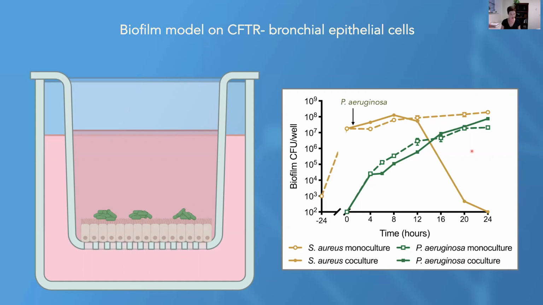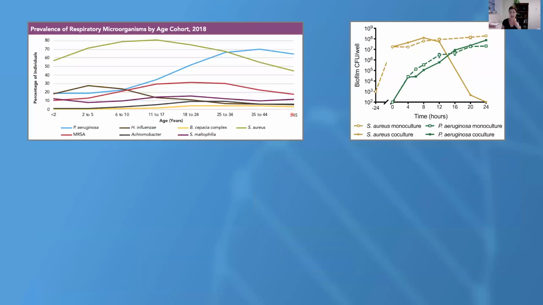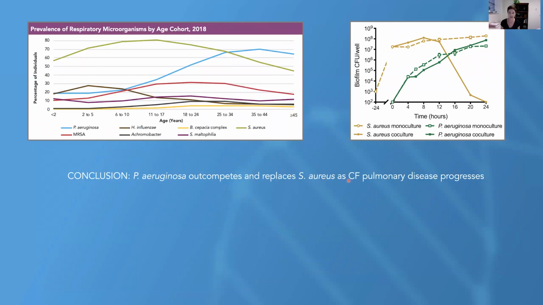And so this is very similar to what we see in CF patients. And so one might conclude that Pseudomonas can outcompete and replace Staph as CF pulmonary disease progresses. However, we think maybe not, and that's because there are some things that these data don't show when we look at the prevalence in all CF patients as opposed to in an individual. So these data do not show the longitudinal patterns of infection within an individual patient.